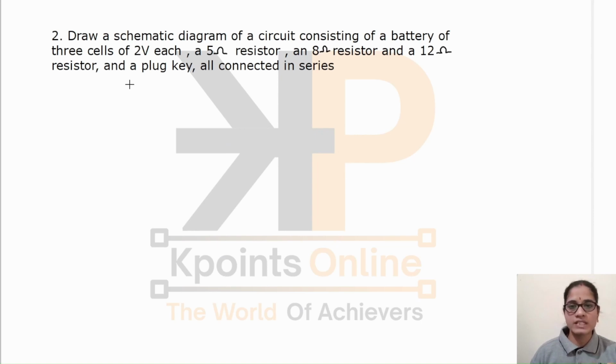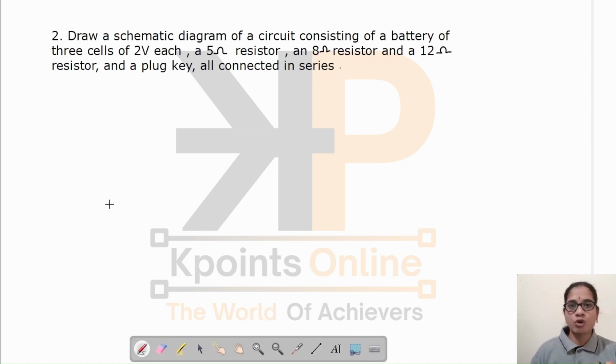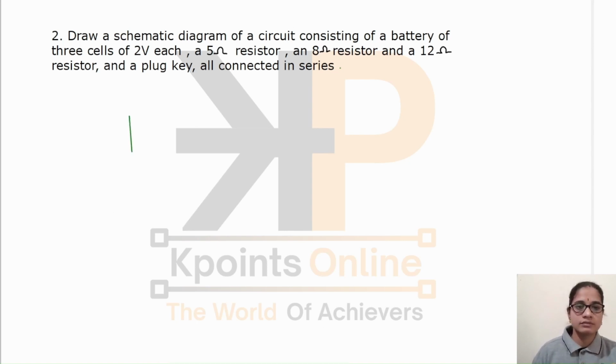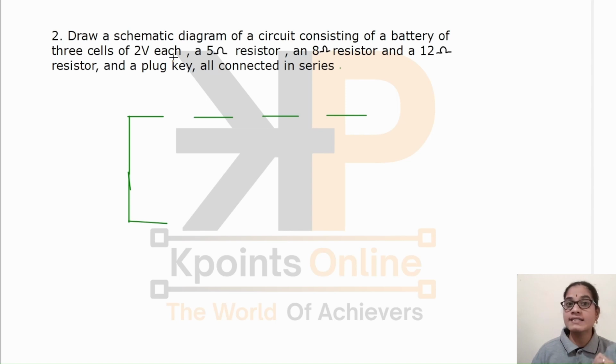Draw a schematic diagram of a circuit consisting of a battery of 3 cells of 2 volt each, a 5 ohm resistor, an 8 ohm resistor and a 12 ohm resistor and a plug key, all connected in series. This is your NCERT question. We should be able to draw the circuit diagram. They have given that the 3 resistors are connected in series, and they have also given a battery of 3 cells of 2 volt each. So total voltage will be 2 volt plus 2 volt plus 2 volt is equal to 6 volt.